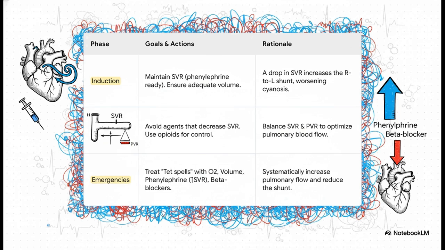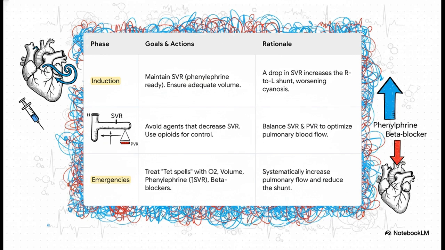Well, in tetralogy of Fallot, absolutely everything hinges on the balance between that fixed pulmonary blockage, the RVOT, and the systemic vascular resistance. If our anesthetic drugs cause the SVR to drop, that right ventricle is suddenly going to find it way easier to just eject blue blood across the VSD into the aorta, instead of fighting to push it through that tight pulmonary valve. This sudden increase in right-to-left shunting is what we call a hypercyanotic event, or a TET spell.